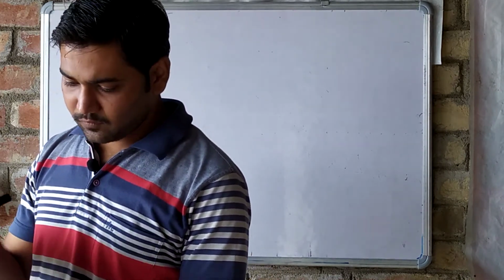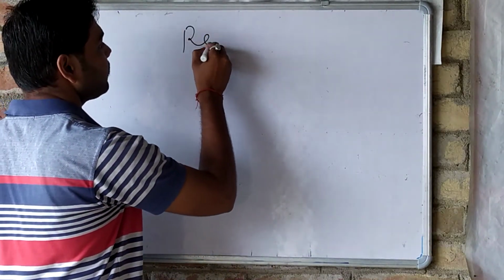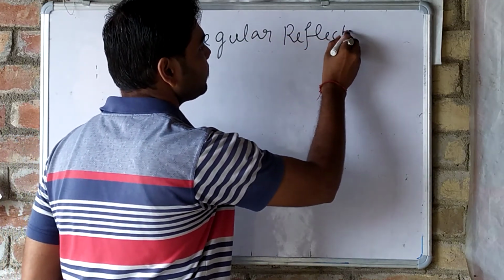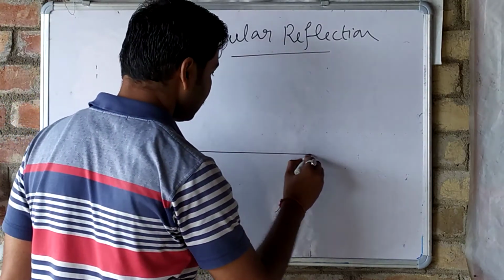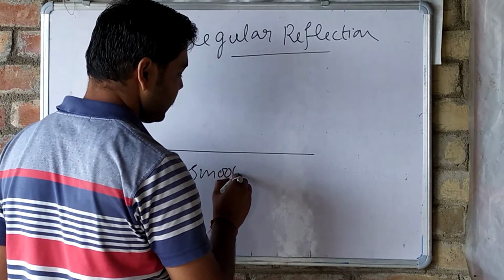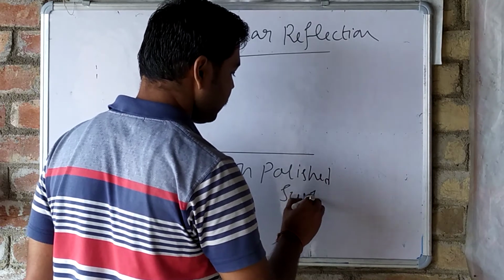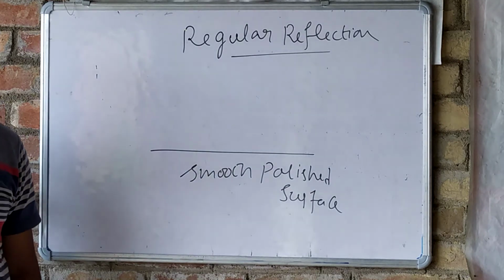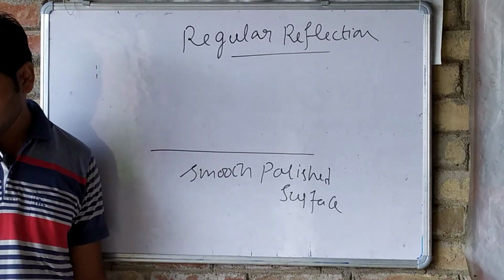Okay, now we will study regular and irregular reflection. Regular reflection and irregular reflection. These two topics are very easy. What is regular reflection? In regular reflection, we will have a smooth polished surface. We need to have a smooth polished surface. When a parallel beam of light strikes the smooth and polished surface and is reflected as a parallel beam of light, such a reflection is called regular reflection.